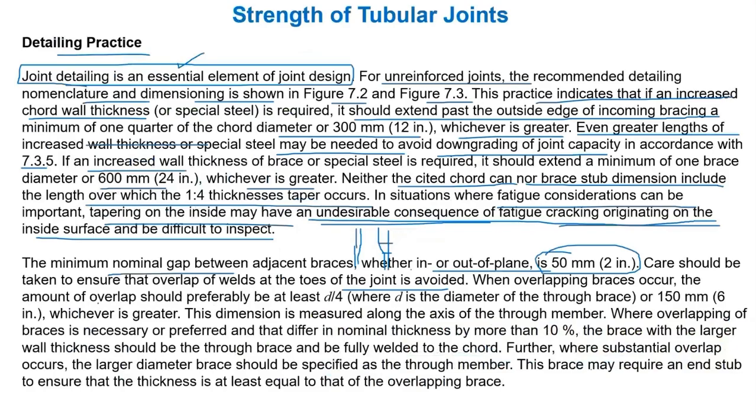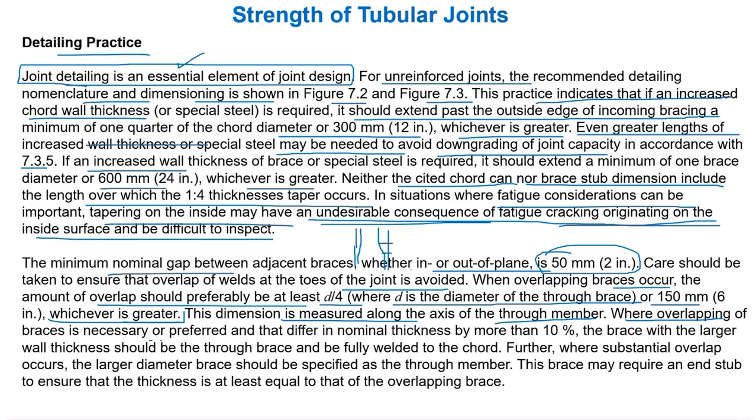Even if overlapping occurs, the amount of overlap should preferably be at least d by 4, where d is the diameter of the brace, or 150 mm, whichever is greater. So we need to see what the diameter of the brace divided by 4 is. If the diameter of the brace is 1 meter, 1 divided by 4 is 250 mm. So it should not be the minimum 150 mm, it should be 250 mm. Whichever is greater we have to take for this overlap. This dimension is measured along the axis of the through member.